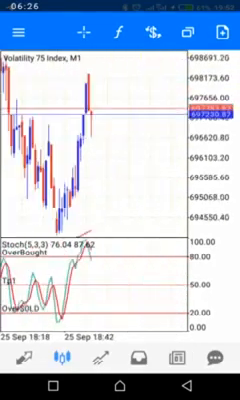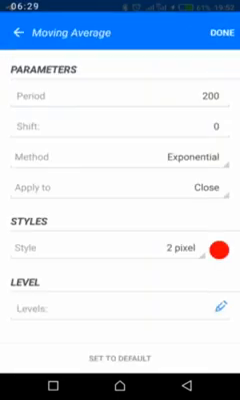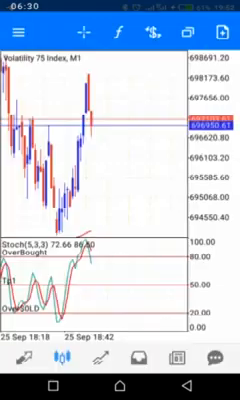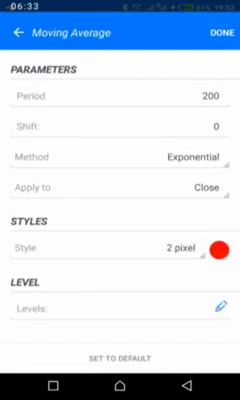This is the exponential moving average. You can also set it to simple moving average. Depending on your choice, it's the same thing.